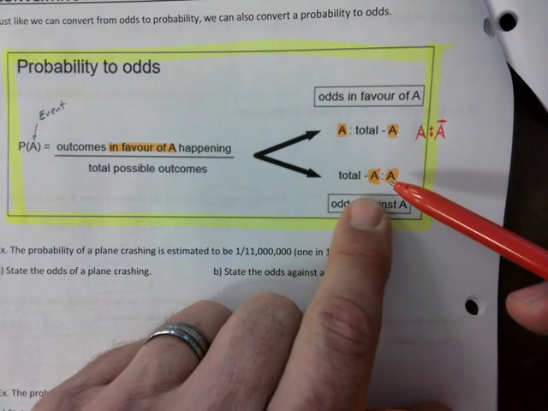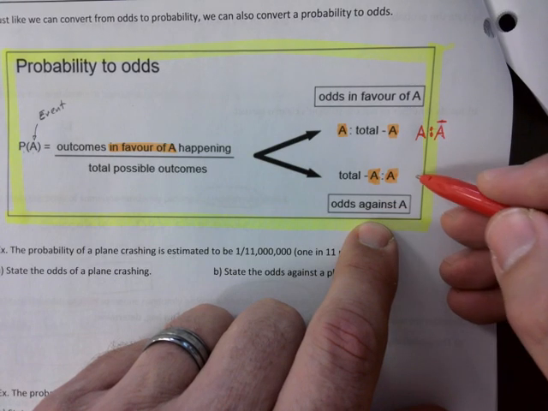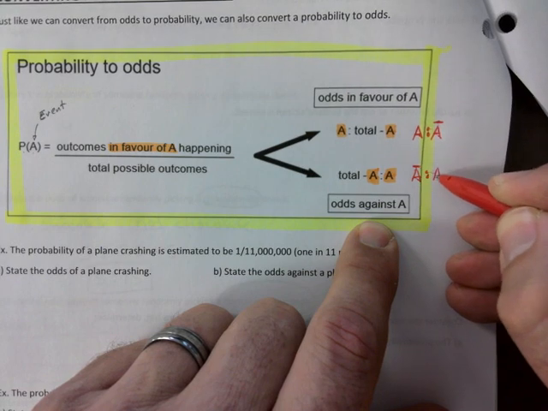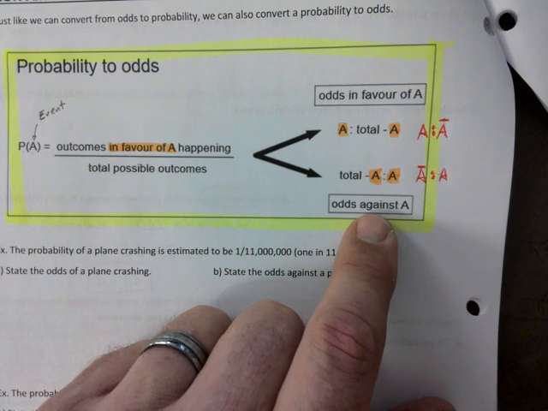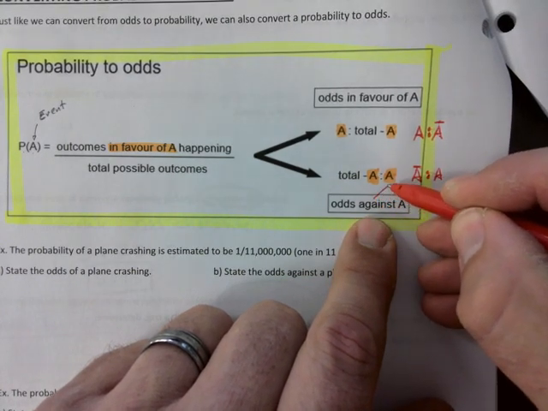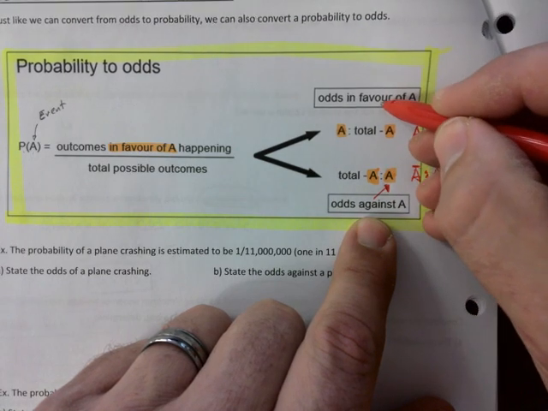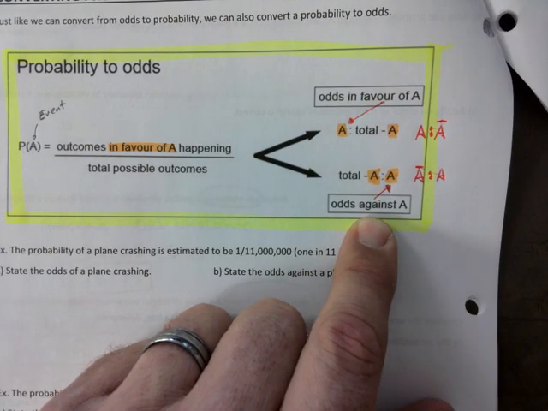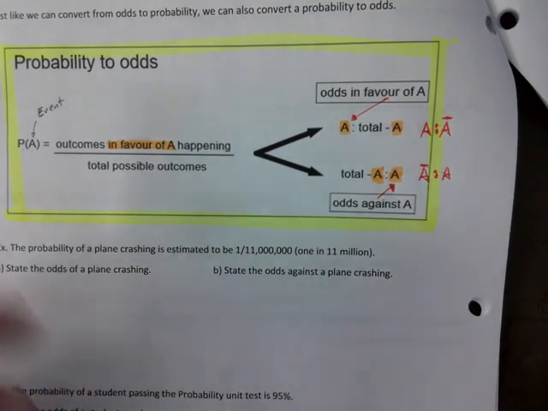And for the bottom one here, it's exactly the opposite because this is odds against. So you would have it like this. Okay, so it's the exact opposite. So odds against. So when it's against, you put A on the right side. When it's in favor, you put it on the left side. Okay? Whatever the event is, whatever we're talking about, that's what you focus on.